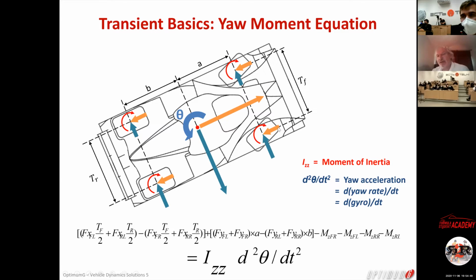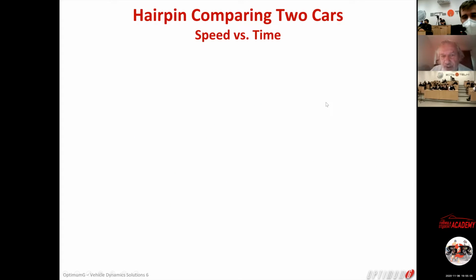Most of the time, the lateral grip is 70 to 80% of the reason why you have a yaw moment. So the blue forces are usually the biggest ones, the orange ones smaller, and the Mz very small, okay?